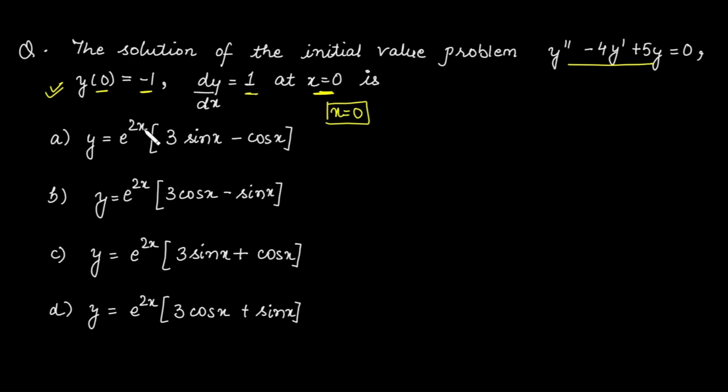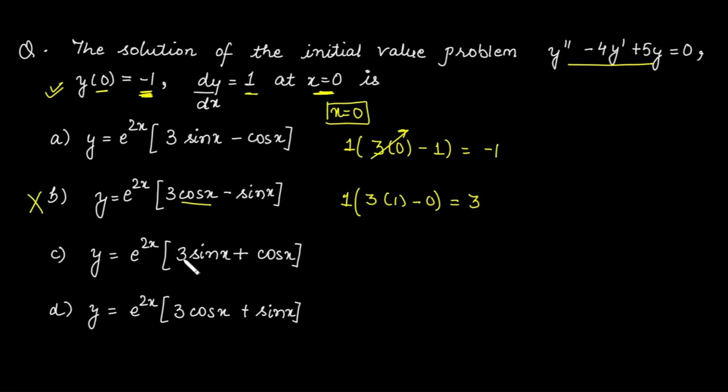So e raised to power 2 into 0 means e raised to power 0 is 1, into 3 times of sine 0, which is 0, minus cos 0, which is 1. This term is getting 0, and 1 into minus 1 is minus 1. So this can be the answer. Let's check the second one. e raised to power 2 into 0 is 1, into 3 times of cos 0, which is 1, minus sine 0, which is 0. This is equal to 3. But according to the condition, we need minus 1. So we can directly discard option B.